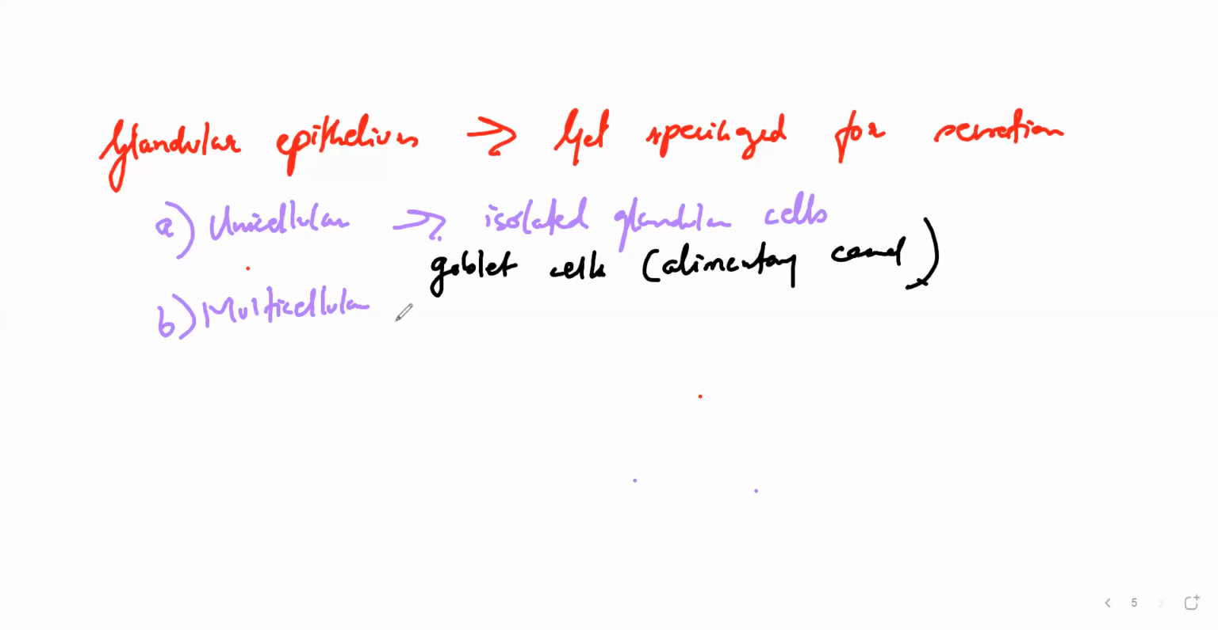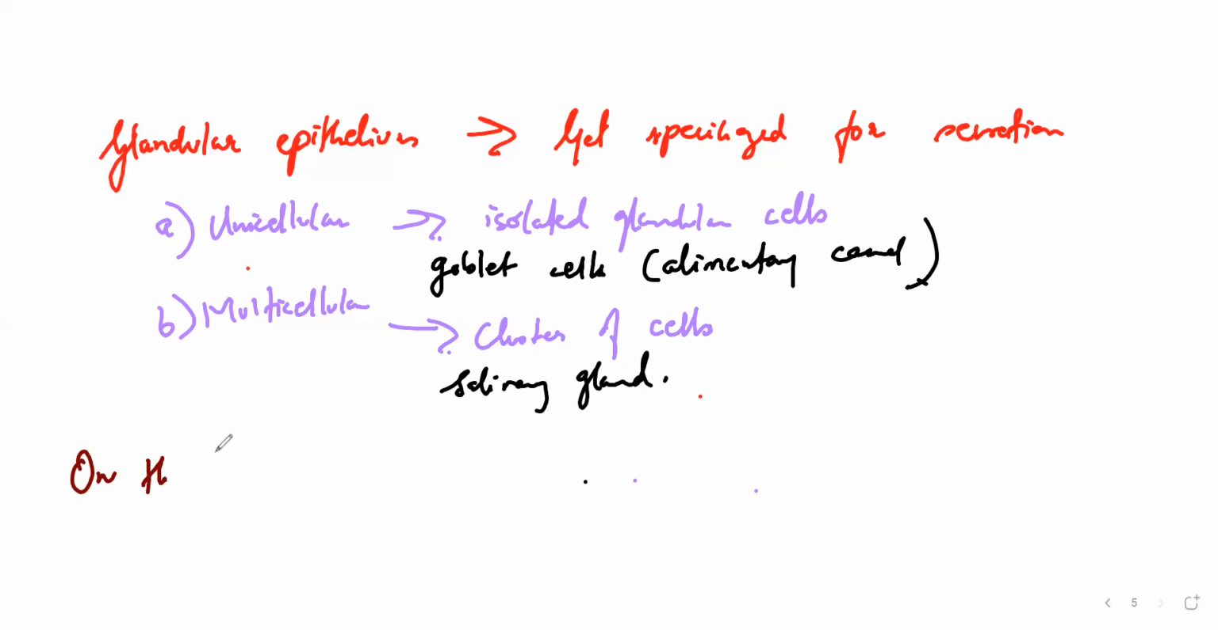Whereas multicellular means it will contain a cluster or group of glandular cells. For example, the salivary gland, which is present in the mouth. So this is on the basis of the types of glandular epithelium, whether the cells are present singly or there are more cells present. But as I told you, the glandular epithelium's main function is secretion. So again, on the basis of secretion, it is divided into two categories.